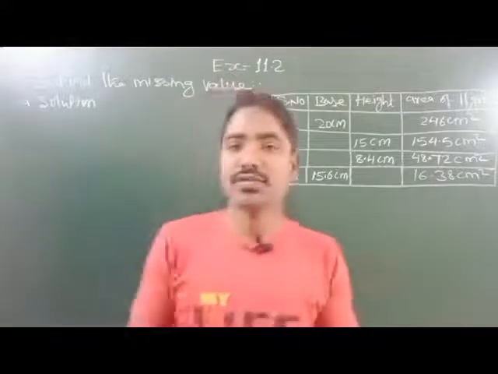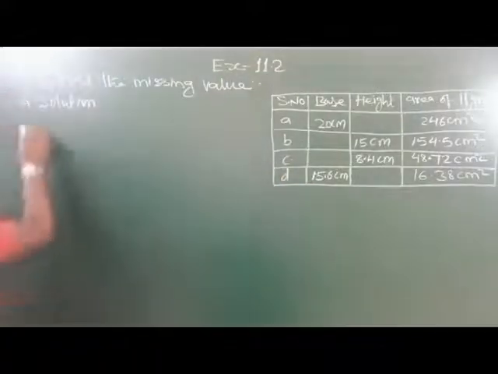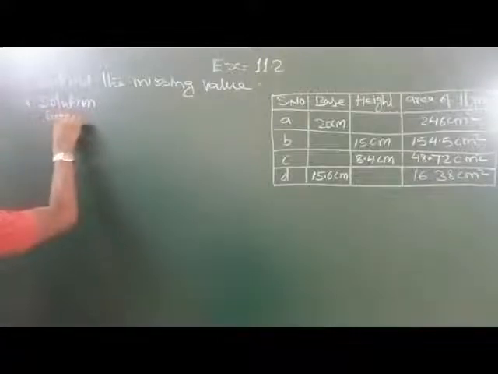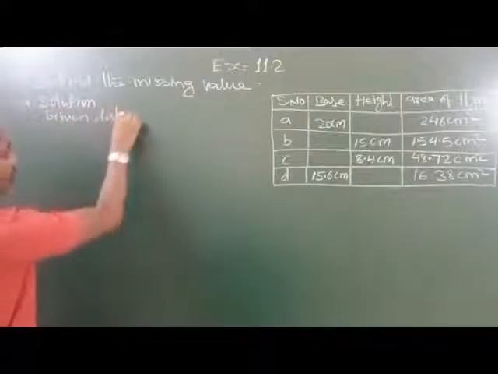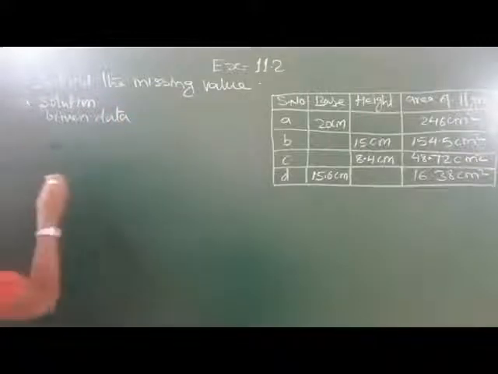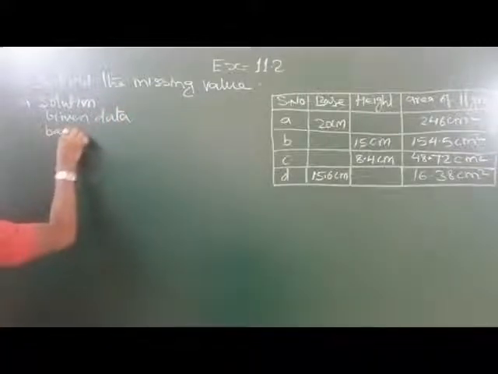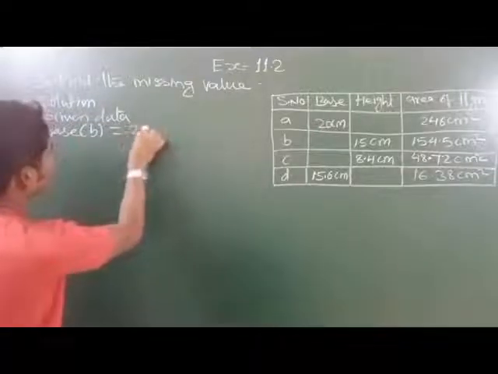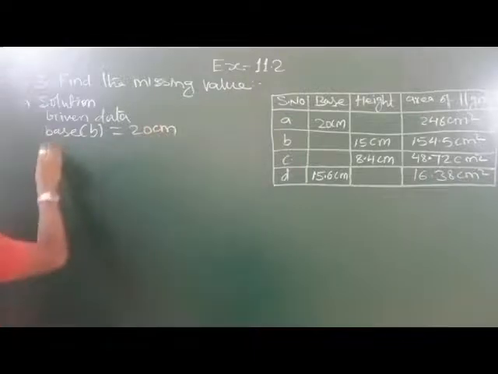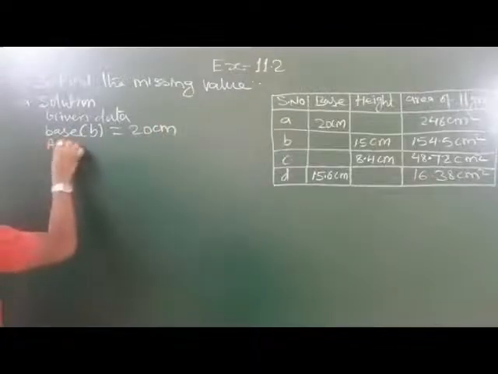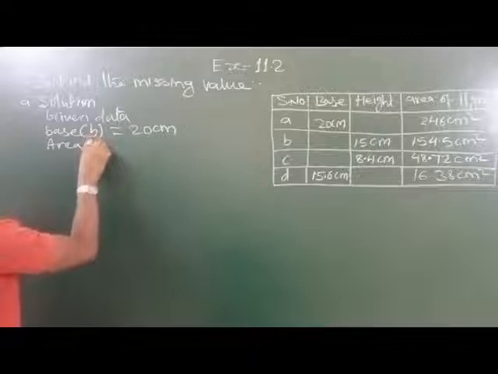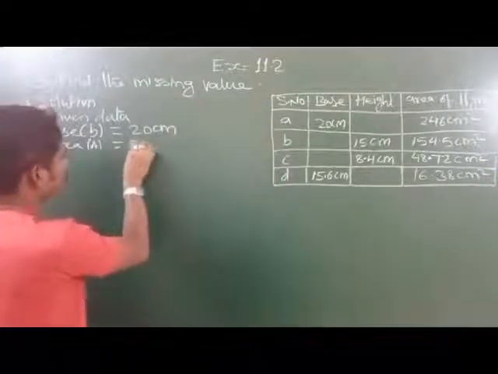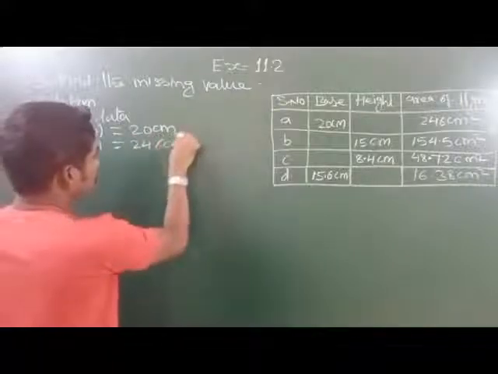What we will do, students, see here, starting from A. A solution. Here, what is the given data, students? Base is given. Base B is given how much, students? 20 centimeter. So we will write it. Then what is given? Area is given. So area A is given how much? 246 centimeter square.